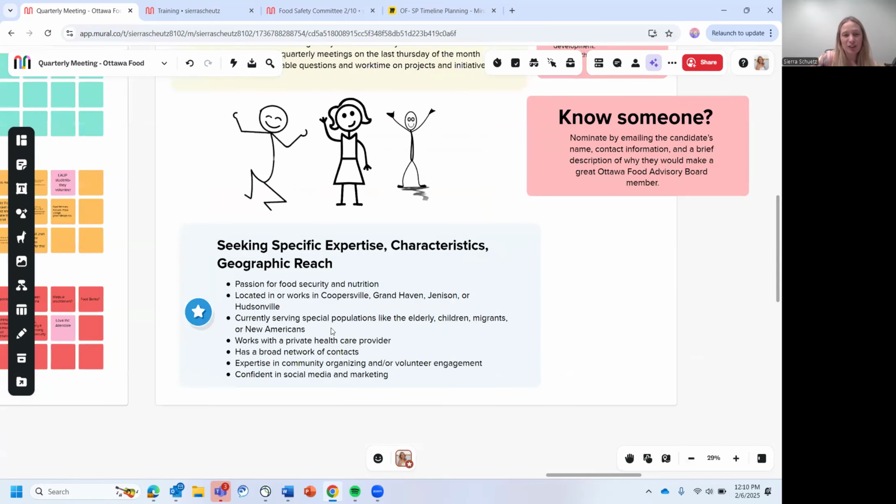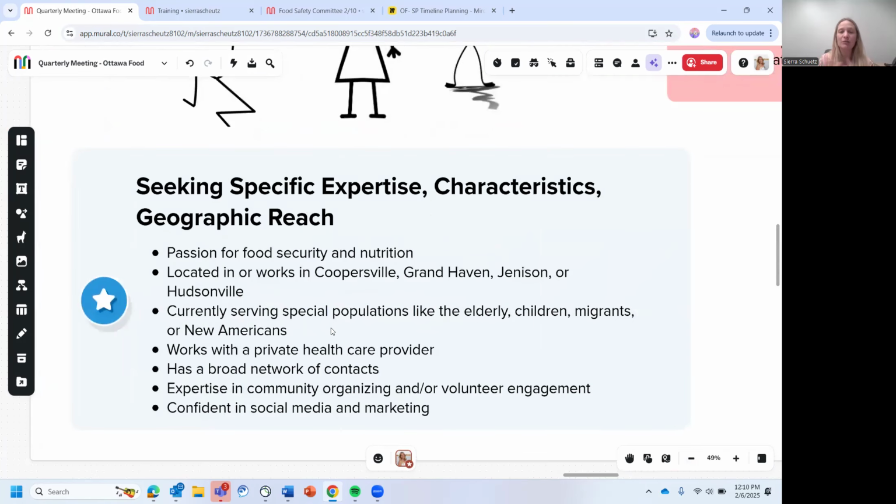We are seeking some pretty specific attributes for new board members. So first and foremost, we're looking for people who have a passion for food security and nutrition. We would love to have better geographical representation. So if you know someone who works or lives in Coopersville, Grand Haven, Jenison, or Hudsonville, or maybe someone who's currently serving special populations like the elderly, children, or migrants, or new Americans. Maybe someone who works with a private healthcare provider, has a broad network of contacts.